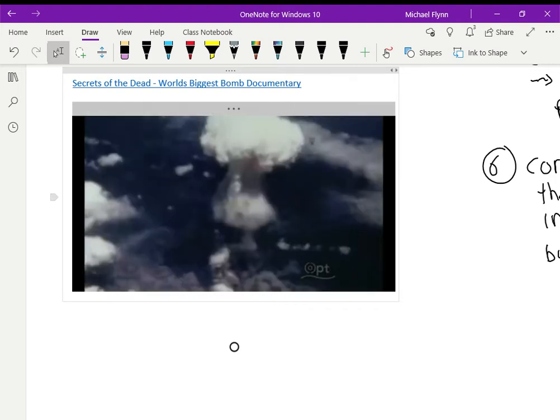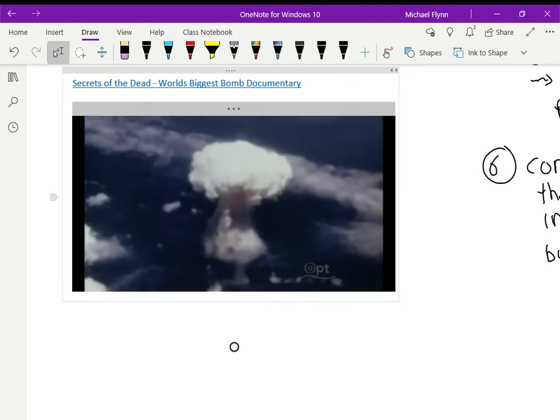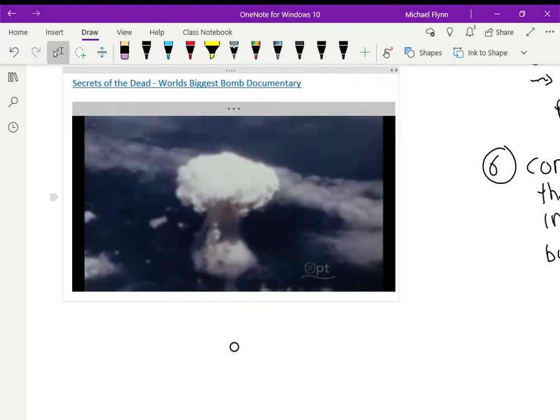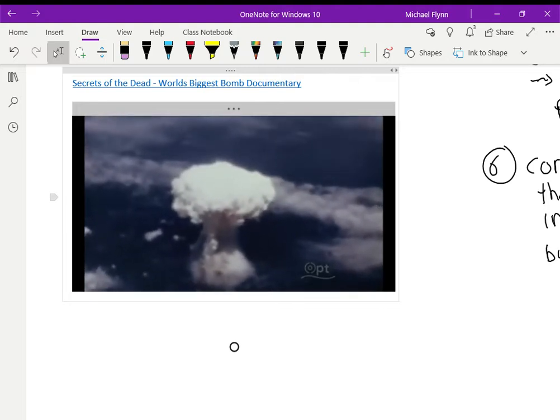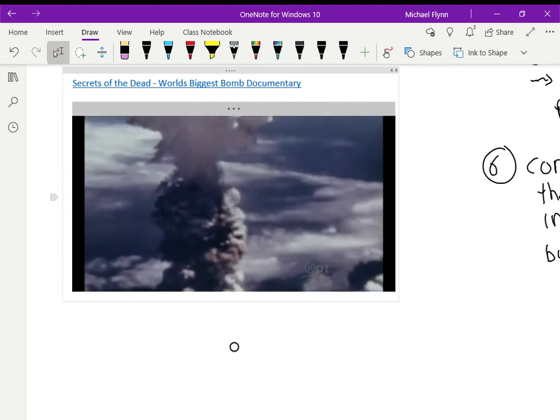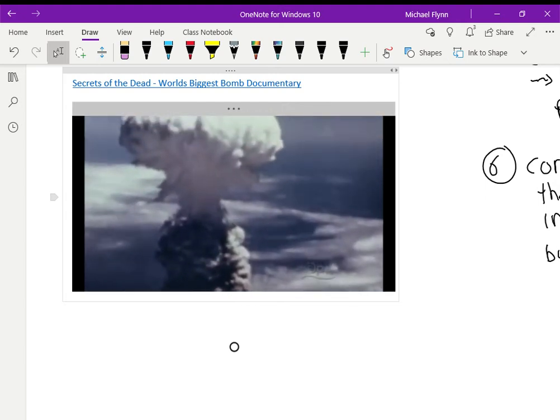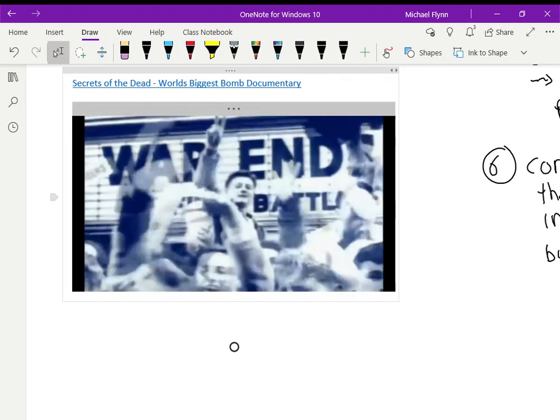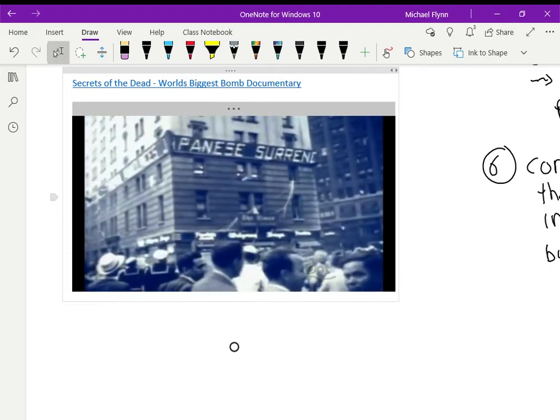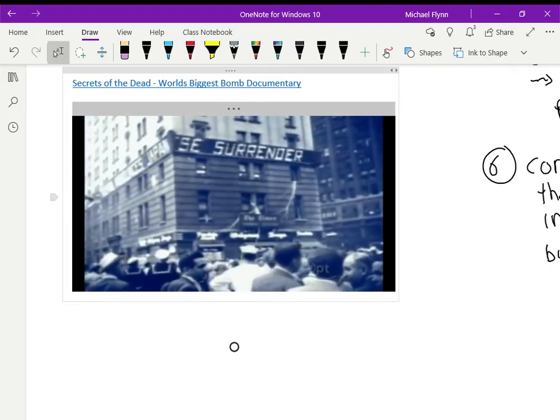Together, these bombs had killed more than 150,000 people. That's the one that hit Japan. Many more would perish from their injuries and the effects of radiation. As the war ended, the era of the weapon of mass destruction had begun.